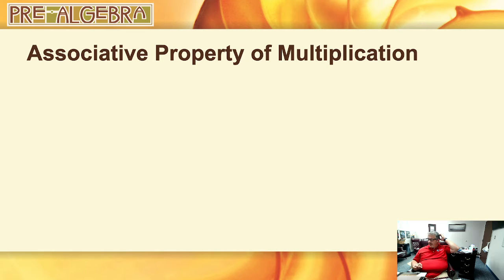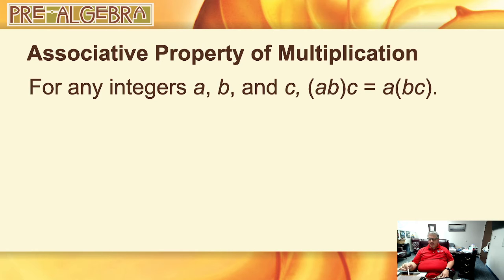Remember we talked yesterday about associative, or things that are grouped together. All right, and here we have that definition. For any integers a, b, and c, we have a times b, in parentheses, times c, is equal to a, in new parentheses, regrouping them, b times c. Okay, that is a truth.